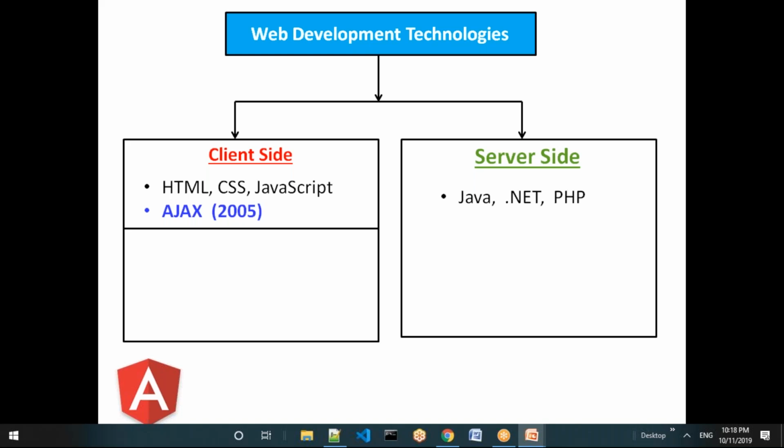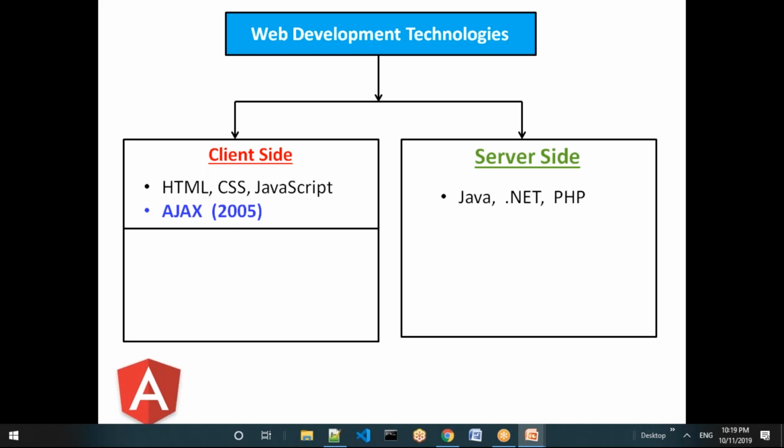Let us take the example of Java or .NET technology on the server side. We have so many facilities there: libraries, predefined methods, packages, classes, namespaces. So many facilities are available, and the development process is easy. But on the client side, we have very limited options. That is the reason the development process is a little more complex.